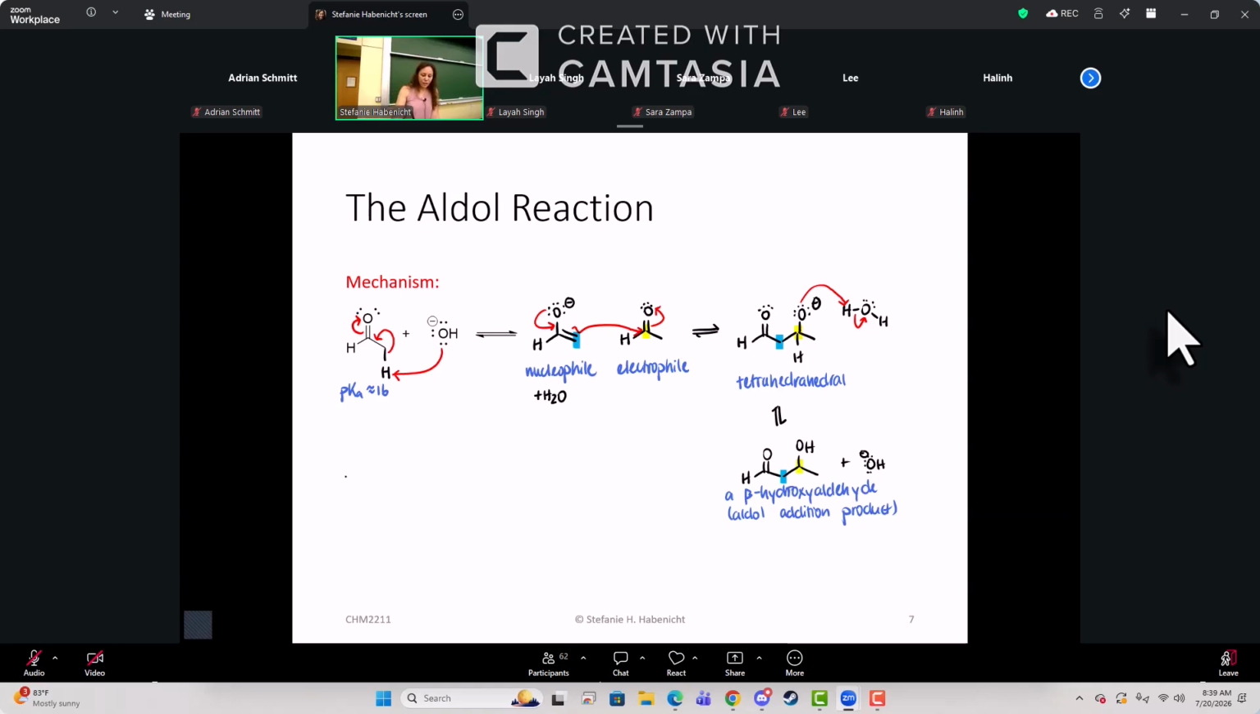Now, dehydration for many of these beta hydroxycarbonyls occurs when heat is applied. When heat is applied, that's when dehydration occurs. Again, not all substrates require heat, but many, if not most of them do. So the question is, how exactly does this elimination work?